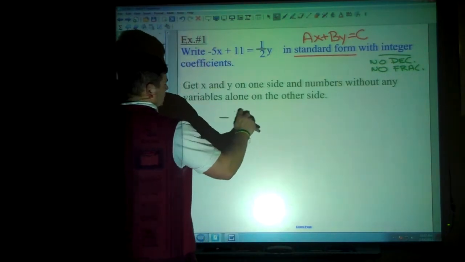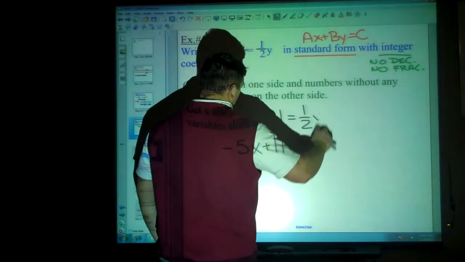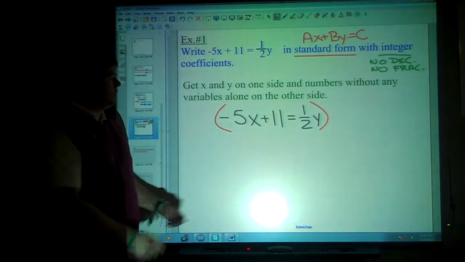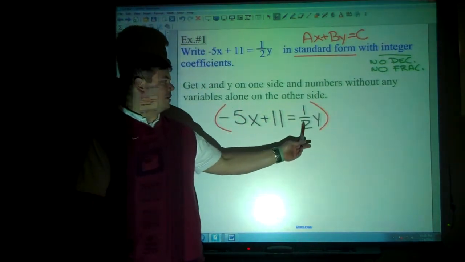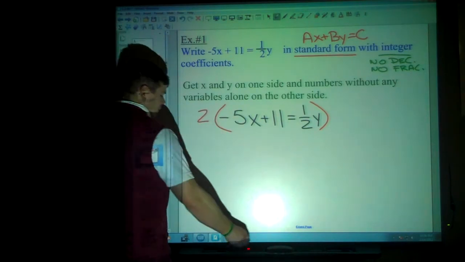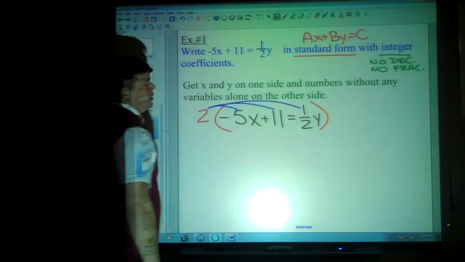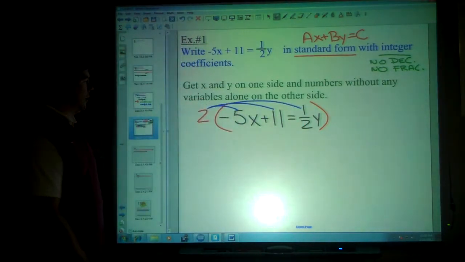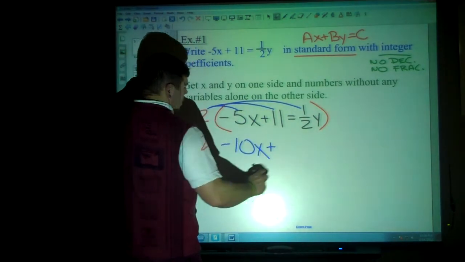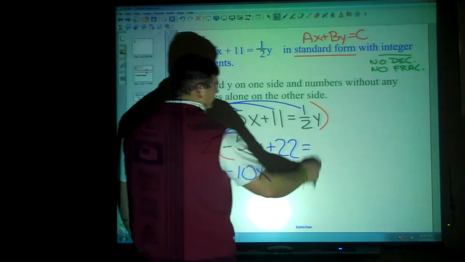So we know we're dealing with negative 5x plus 11 is equal to 1/2 y. First trick is to get rid of the fractions. This has a denominator of 1, denominator of 1, denominator of 2. That makes a common denominator of 2. If you multiply everything by that 2, you'll wipe out the fraction in the problem. So 2 times negative 5x is negative 10x. 2 times 11 is 22. 2 times 1/2 is 1y.